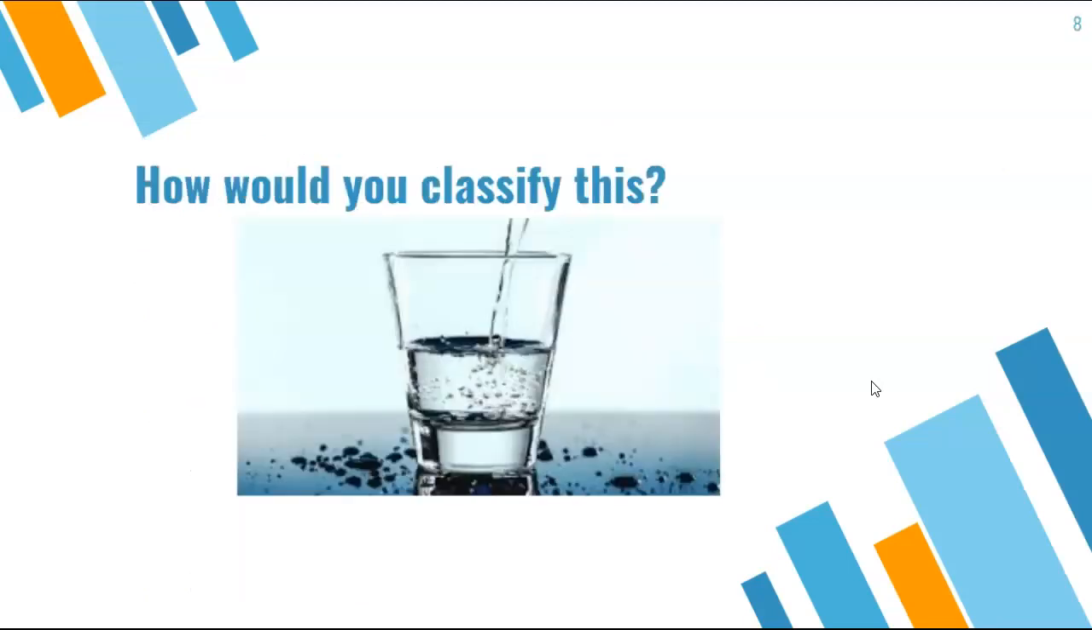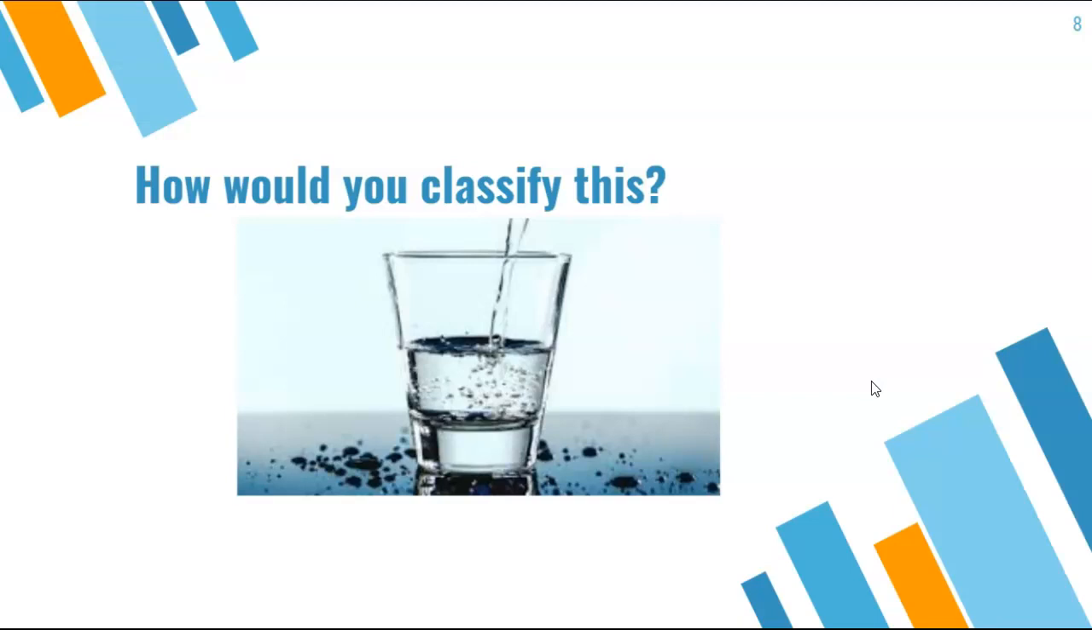So what do you think? This is a glass of water. How would you classify this? Well, in this glass, all there is is water. So your hint should be that this is a substance. So now we have to figure out, is it an element or a compound?